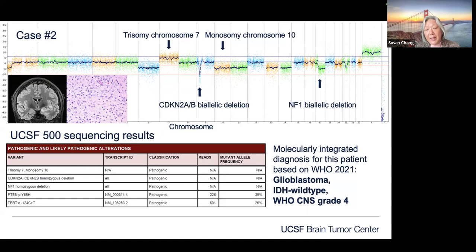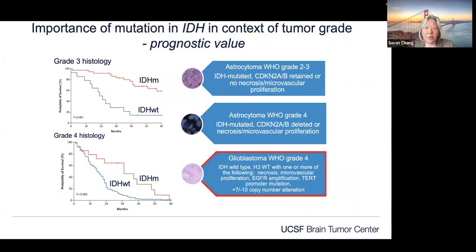And so even with the histologic features and with the imaging characteristics that look more like a low-grade glioma, the molecular integrated diagnosis for this patient based on the World Health Organization 2021 classification is glioblastoma IDH wild type, CNS grade 4. So why is this important? Well, there's several reasons, because the prognostic value of IDH mutation has been seen in the context of tumor grade.